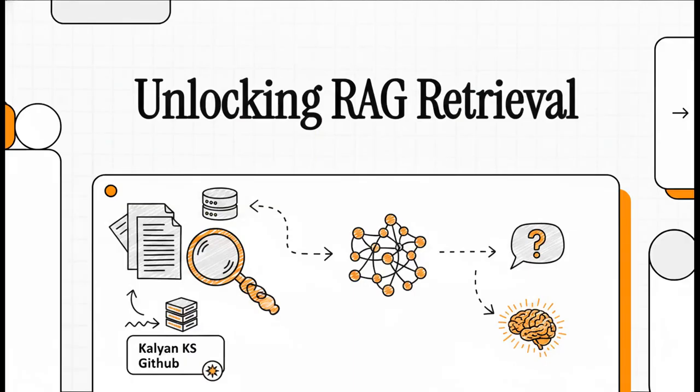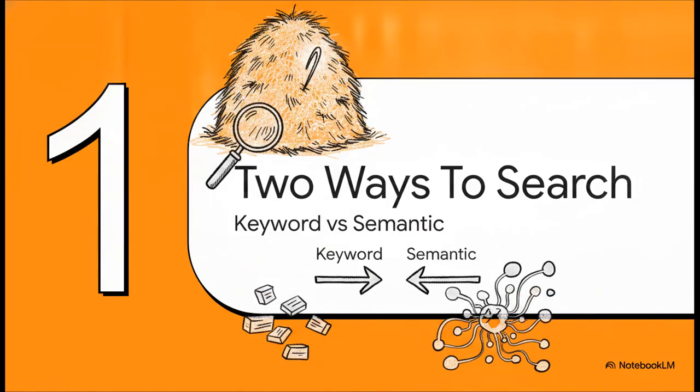Today, we are diving into the evolution of AI search and unlocking RAG retrieval, and we're pulling all of this fantastic insight directly from Colleen KS's RAG Interview Questions Hub over on GitHub, which is just an incredible resource for really understanding how these retrieval systems function behind the scenes. All right, part 1. 2 ways to search. Let's dive right into this.